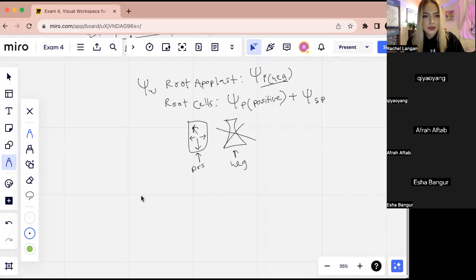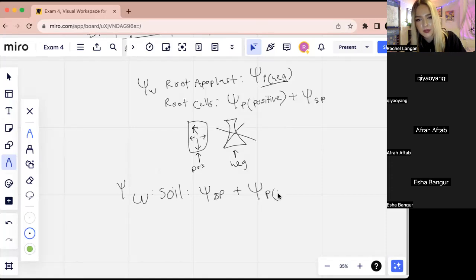Okay, and then the last level that you can think about is the water potential of the soil. And the water potential of the soil is also influenced by the solute potential and negative pressure again. But this time, this is a very different negative pressure than the ones I've been talking about before.